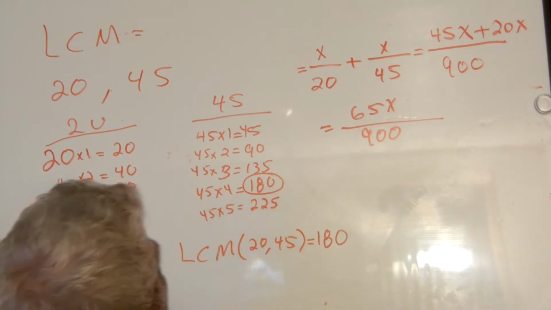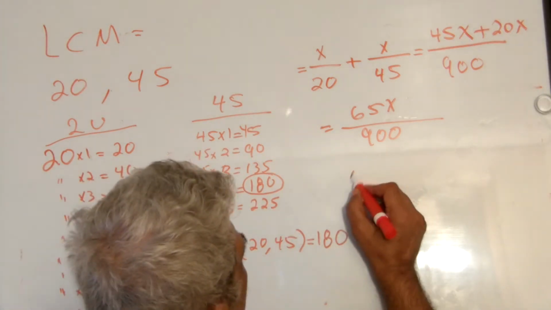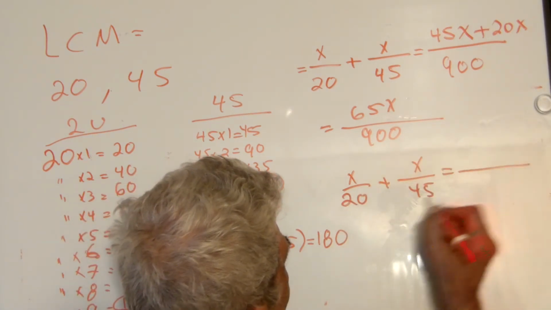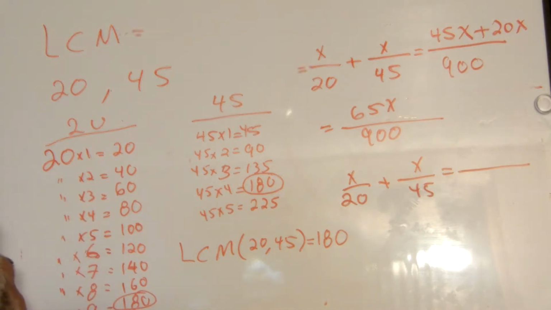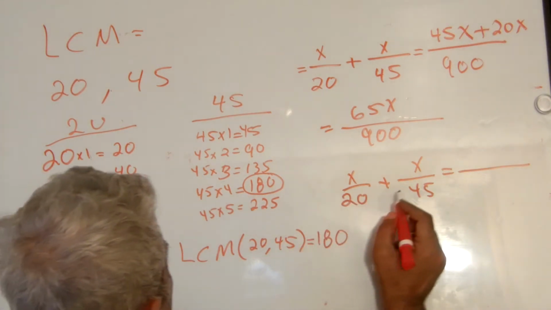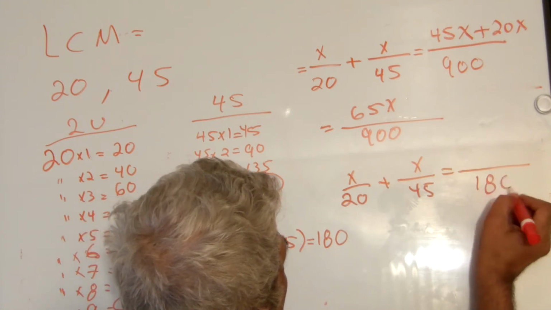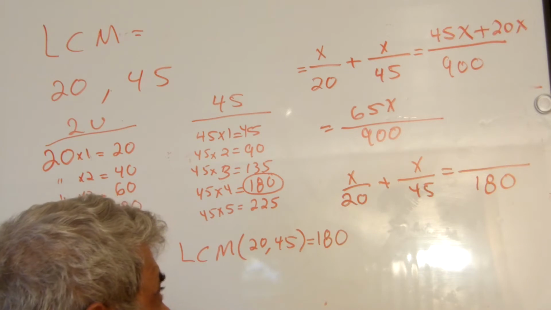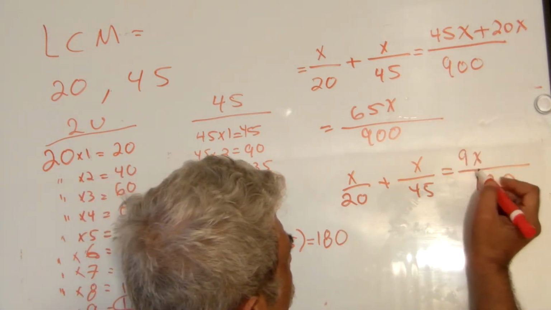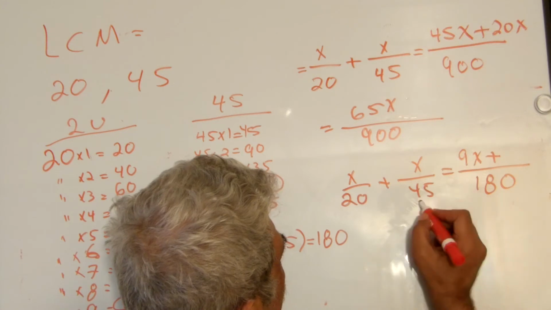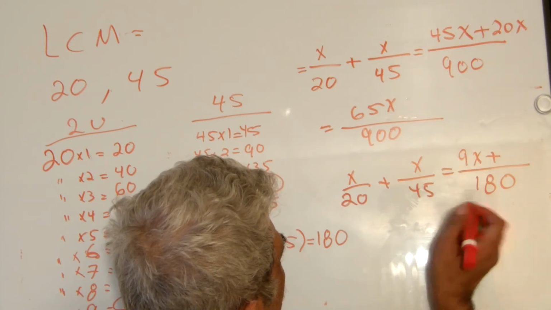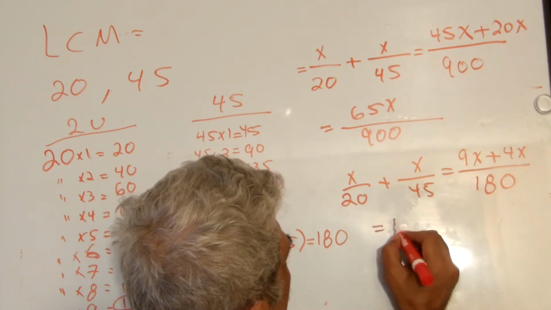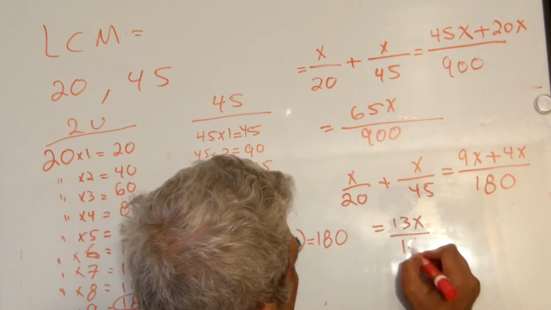What we could say, x over 20 plus x over 45, by LCM. Because the least common multiple of these two was 180, we write 180 here. 180 divided by 20 is going to be 9x, plus 180 divided by 45 is going to be 4x. So it's going to be 13x divided by 180.